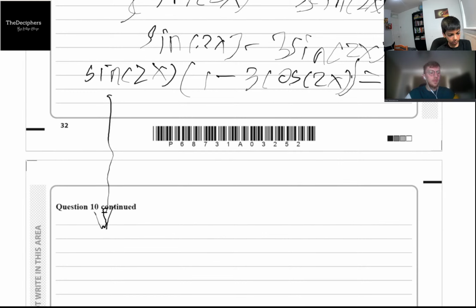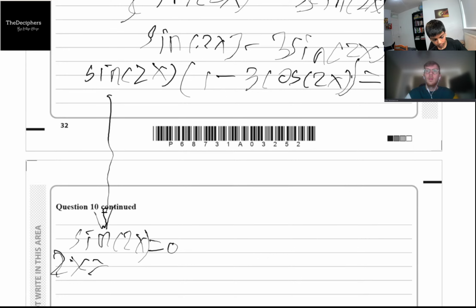So if sine 2x is 0, then 2x is... and also we want to do that from ranges 0 less than 2x. 2x is less than 360.